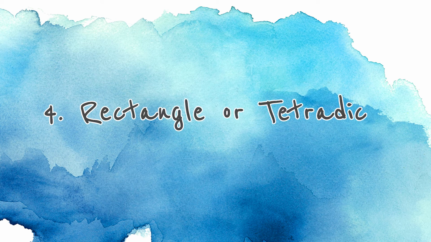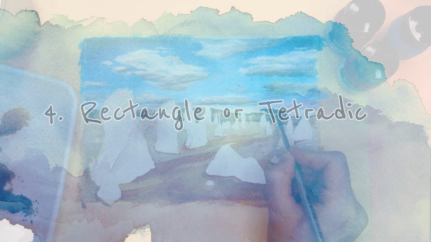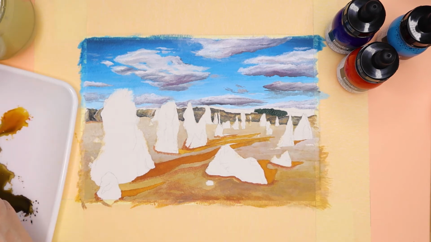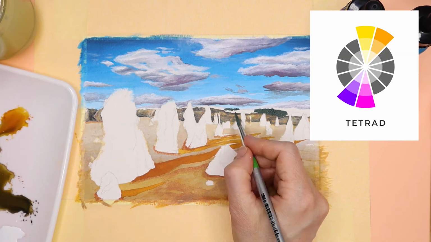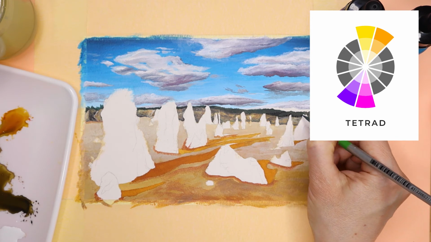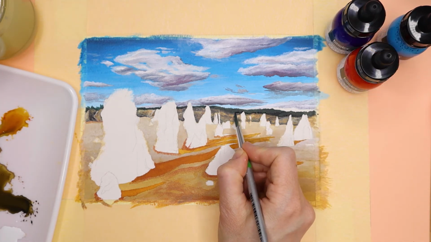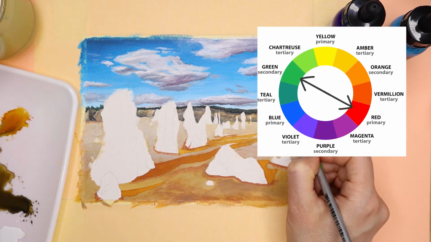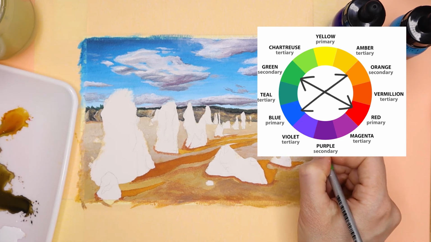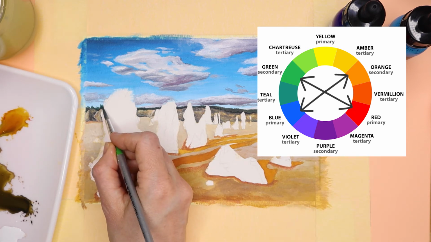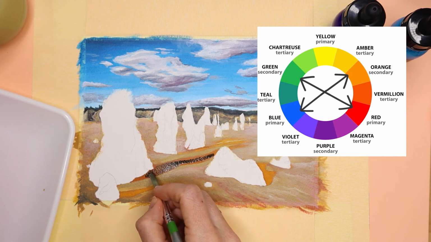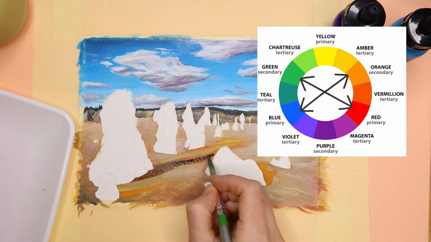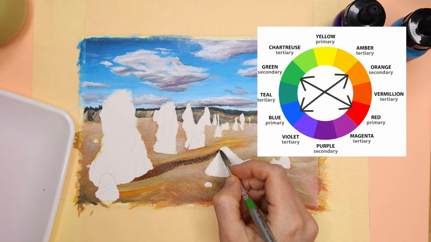So rectangle or tetradic colour scheme. So this colour scheme uses two pairs of complementary colour sets that are next to each other on the colour wheel, and they create a rectangle shape. So for example, if you select red and green, then you also need to select blue and orange as the second pairs. The pairs don't necessarily need to be evenly spaced out on the colour wheel, as long as they are both complements to each other.